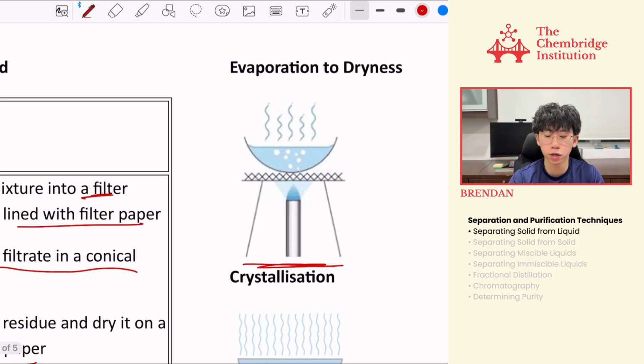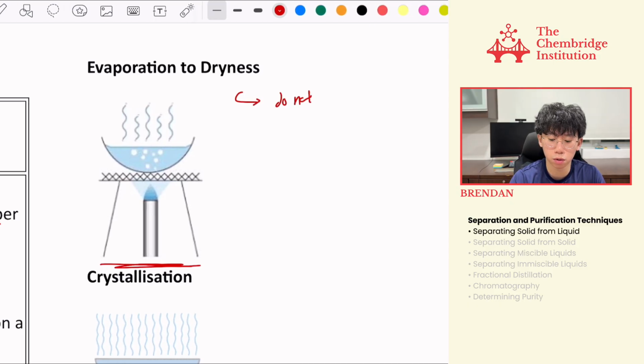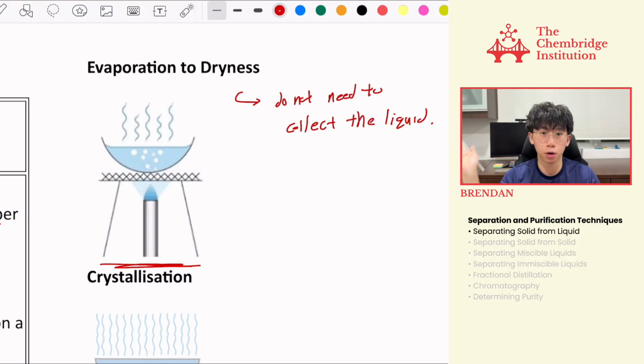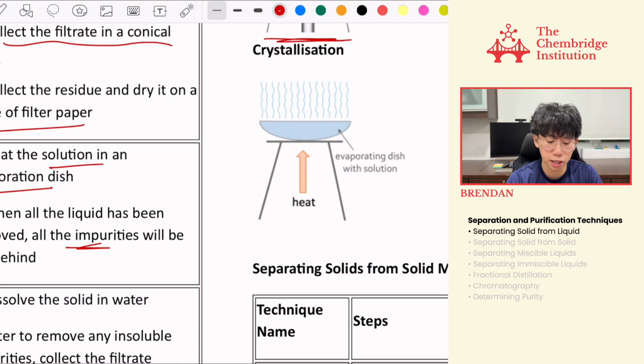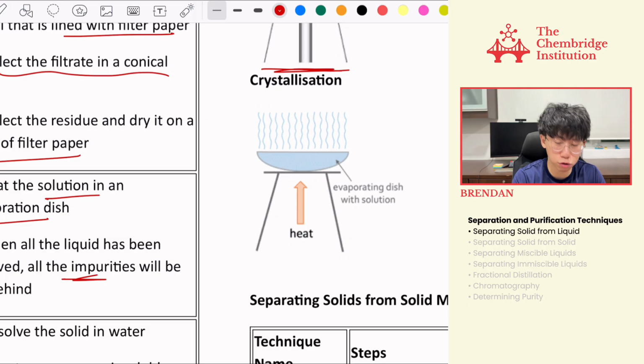So do take note that this only works if we do not need to collect the liquid, because the liquid is just going to evaporate away. If we have no care for it, then okay. So that's priority number two. We will think about evaporation to dryness.